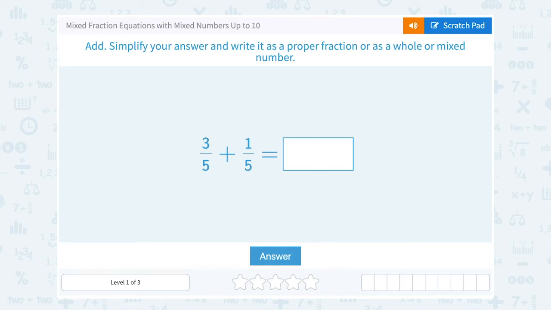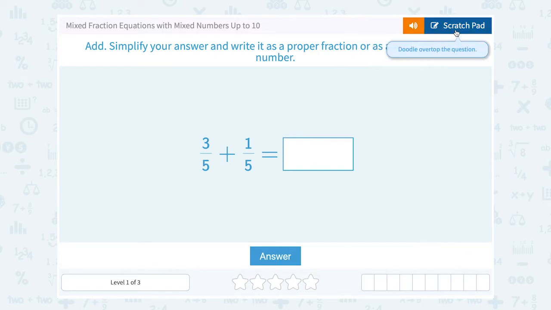Let's take a look at mixed fraction equations with mixed numbers up to 10. Our directions are to add, simplify your answer, and write it as a proper fraction or as a whole or mixed number. Okay, and they're asking me to add 3/5 plus 1/5.